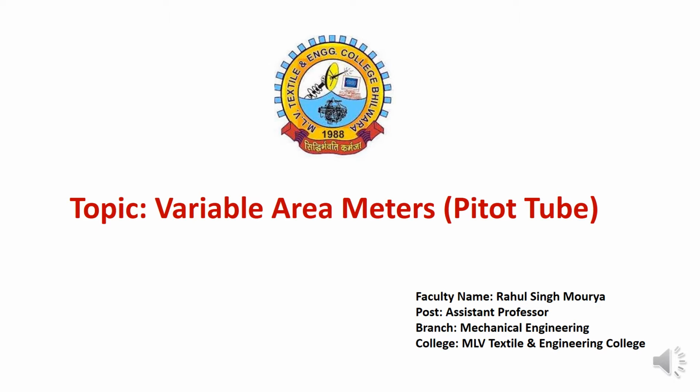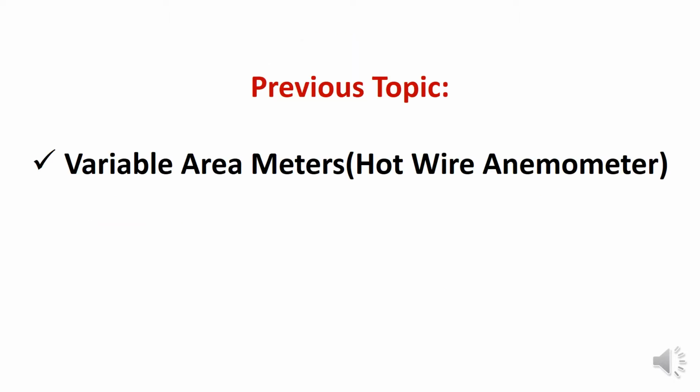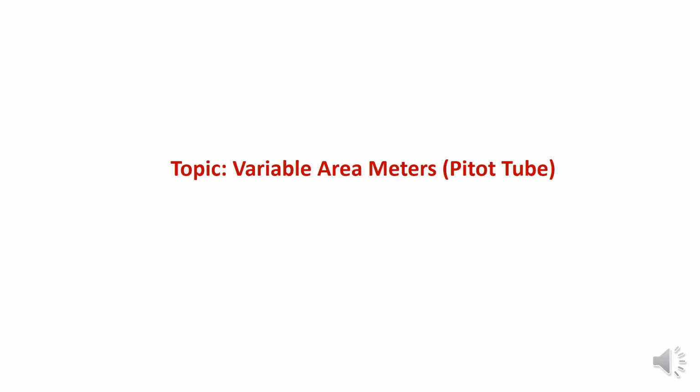In today's video, we will study the pitot tube, which is a part of variable area meters. In the previous video, we studied the hot wire anemometer, which was also part of variable area meters. In today's topic, we will see the pitot tube, its working, its advantages, disadvantages, etc.